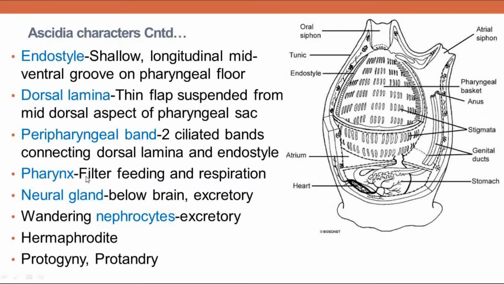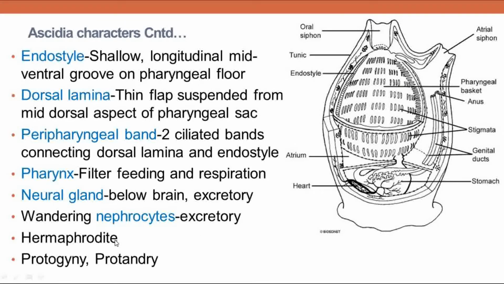Then the pharynx is used for filter feeding and respiration because they have gills and gill slits. The neural gland is present below the brain and it is excretory in function. Then wandering nephrocytes are also excretory in function.